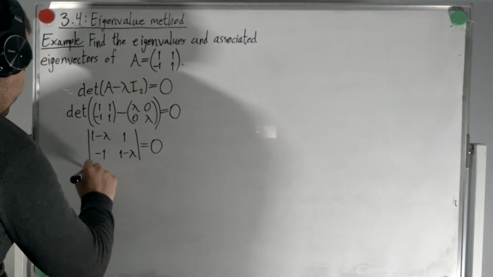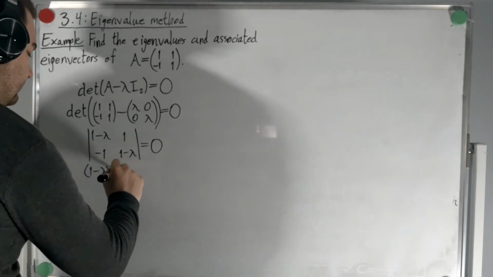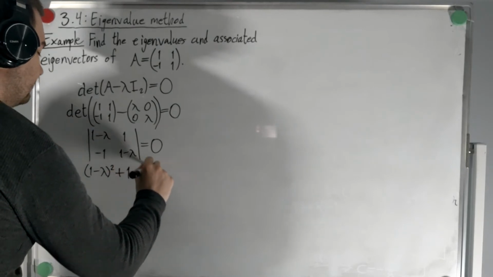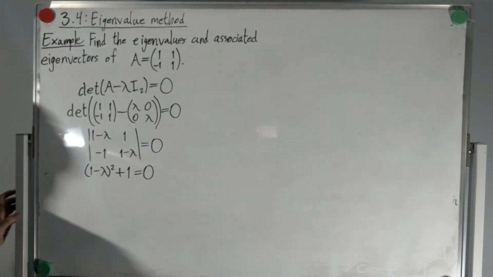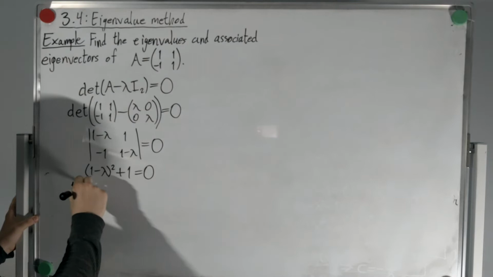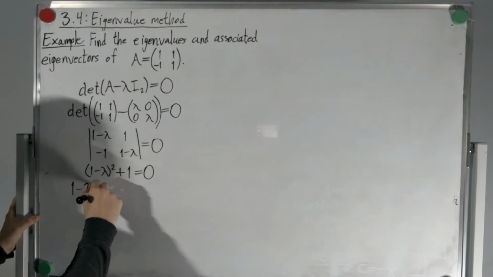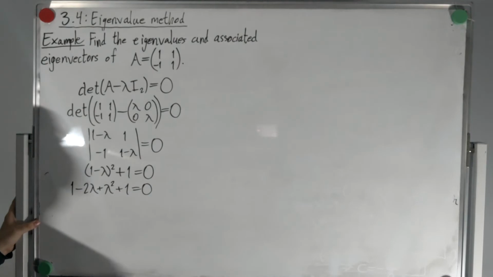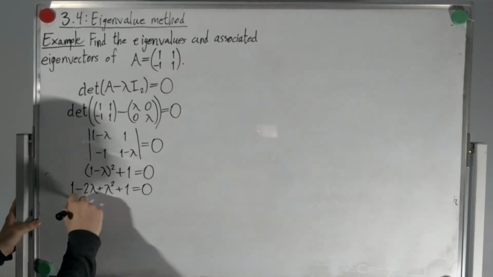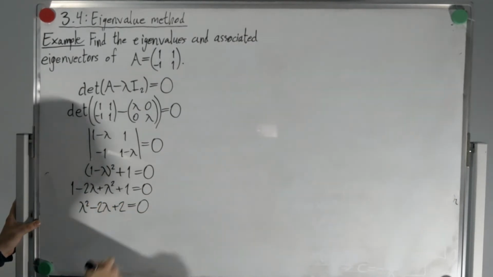All right, so you take this determinant. What you get here is 1 minus lambda squared minus negative 1 times 1. This needs to be 0. This turns into 1 minus 2 lambda plus lambda squared plus 1 equals 0. Therefore, we're looking at lambda squared minus 2 lambda plus 2 equals 0.